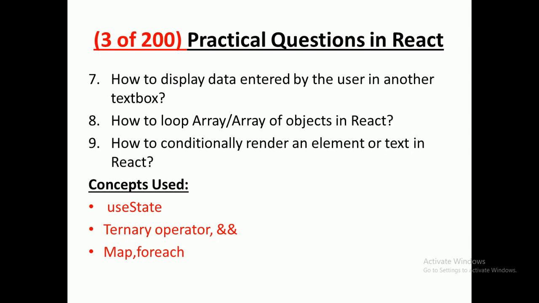The third one is how to conditionally render an element or text in React. Let us suppose you have two different texts, and based on a condition you want to display one. If it is true, you show one text, and if it is false, you show another text. For this we are going to use the state concept and ternary operators, and for looping we are going to use map or forEach.